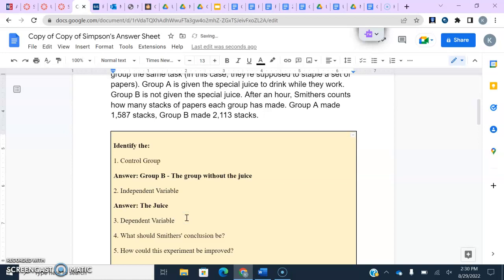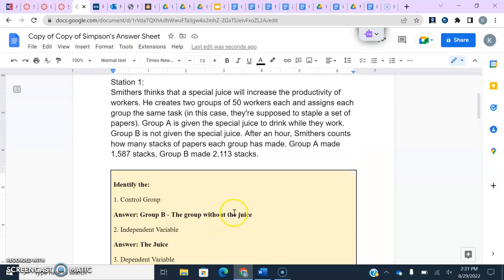All right, next we want to identify our dependent variable. Now our dependent variable changes in response to the juice, right? So another way to look at it is what we measure in the experiment. So in this experiment, Smithers gives the group the juice, which is the independent variable. And what he measures, it says after an hour, Smithers counts how many stacks of papers each group has made. So he's measuring their productivity.